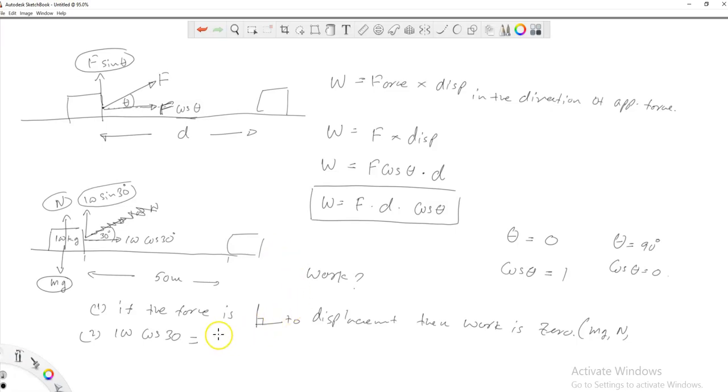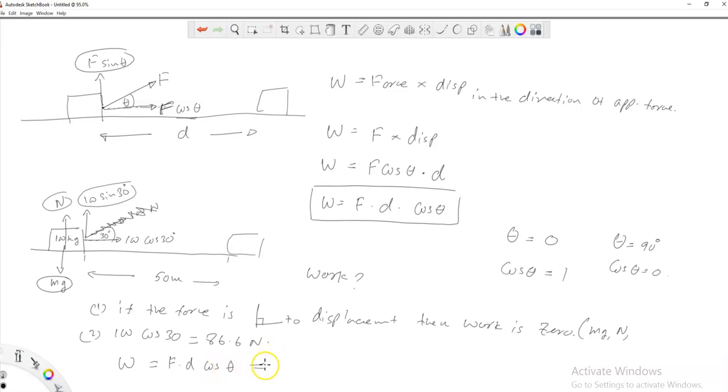86.6. This is the only force that does some work. So the work is equal to f d cosine theta. Now we already took the cosine component, so therefore we don't have to put this again, right? So we already took that cosine into consideration.